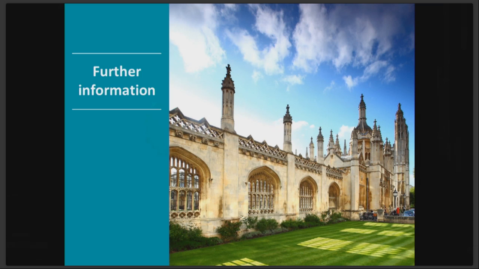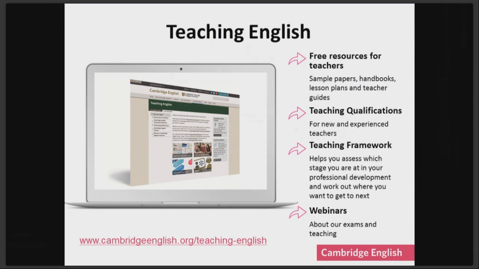Okay, I'm now going to talk about some materials and resources from Cambridge English Language Assessment, which you might find useful. So first of all, on the screen you can see in front of you, there's a useful website called Teaching English. And this is an online resource on the Cambridge English website. You can find free resources for teachers, information about teaching qualifications, information about the Cambridge English teaching framework, and more webinars. And you can also sign up for a newsletter, so you'll receive updates and articles.